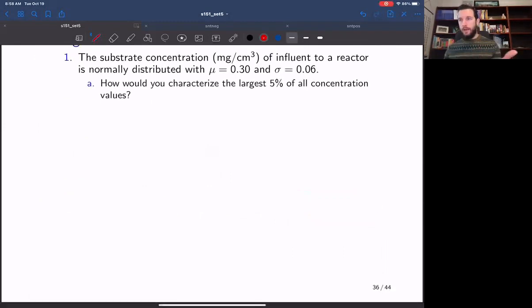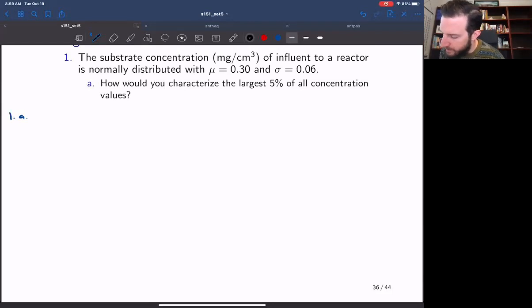Okay, so an exercise related to this problem. We have the same setup that we had in the previous exercises, so we still have this substrate concentration of influent. We have the normal distribution with mu 0.3 and sigma 0.06. How would you characterize the largest 5% of all concentration values? What this question is asking us is, for this normal distribution, what X value bounds the largest 5% of values? So what X value has 5% of the area under the curve to its right?